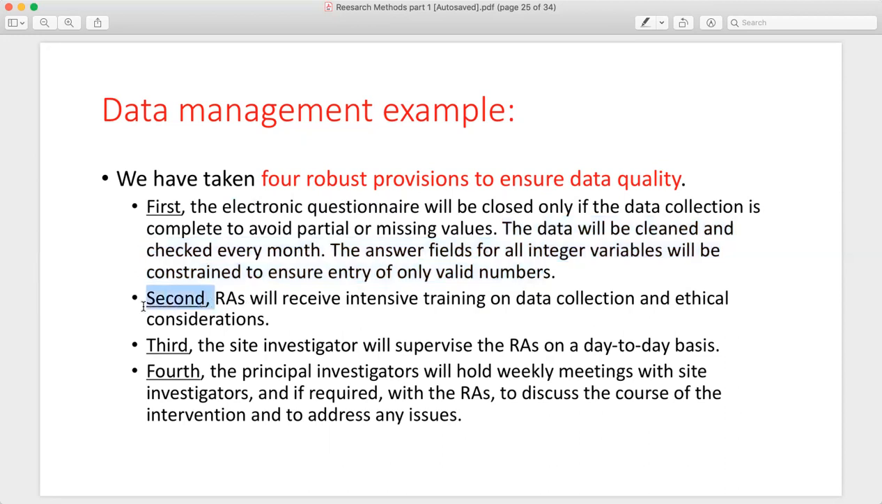Second, the research assistant will receive intensive training on data collection and ethical consideration. This is a very important point. If you are hiring or having research interns or assistants, make sure that they are very well trained. Third, the site investigator will supervise the research assistant on a day-to-day basis. Very important to supervise your research assistant. And then fourth, the principal investigator will hold weekly meetings with the site investigator and if required with the research assistants. So these were the data management and data quality control mechanisms that we took.